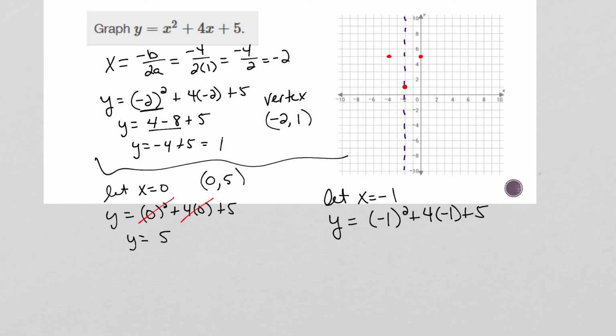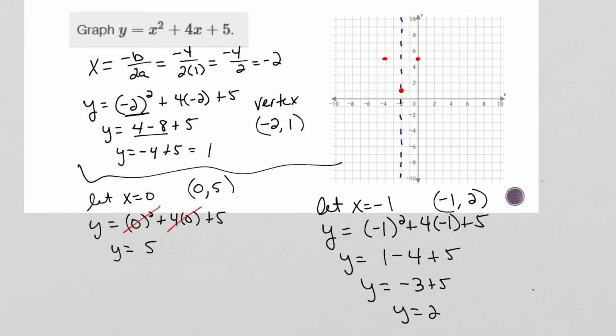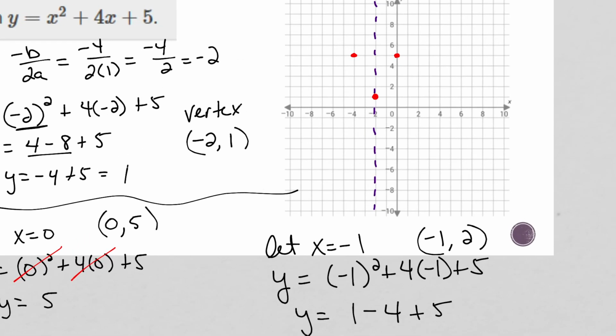Okay, so -1 squared is +1. And then -4, don't forget a positive times a negative. So 1 minus 4 is -3. So y is equal to 2. Okay, so (-1, 2) is a point on our graph. (-1, 2) is right here.